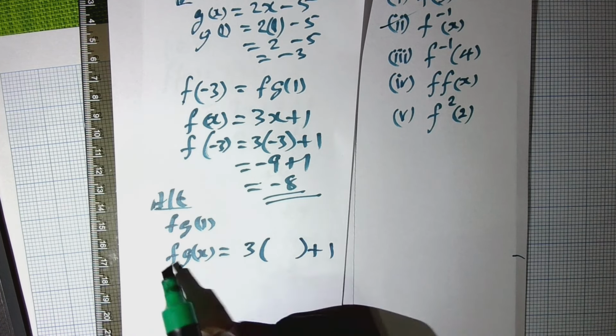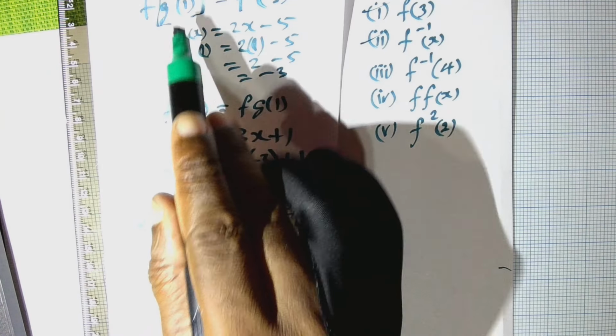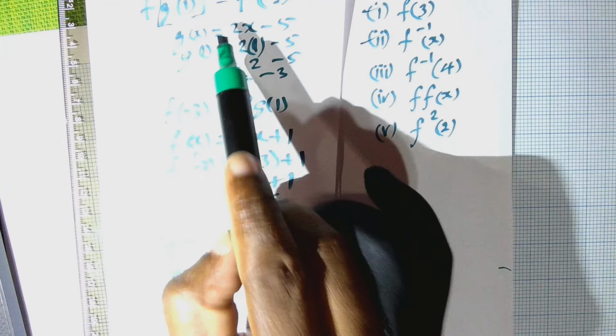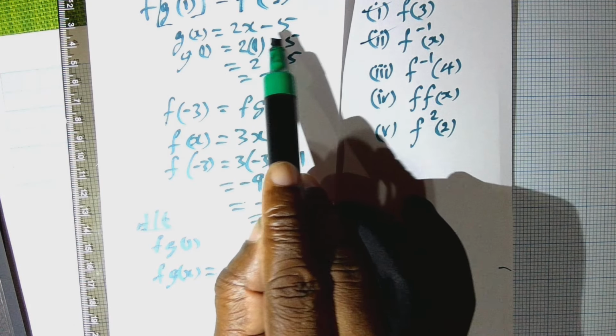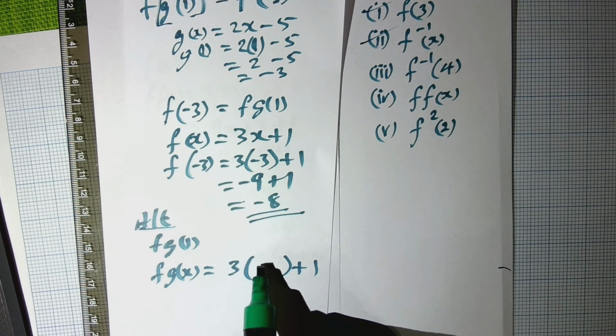So, having f as 3x plus 1, we replace the x itself with just brackets. So we're going to insert in that bracket where x should be g of x, the function for g of x. And the function for g of x is what? 2x minus 5. So let's input that expression for g of x, which is right here as well. g of x is 2x minus 5. So we can input 2x minus 5 in place of x.